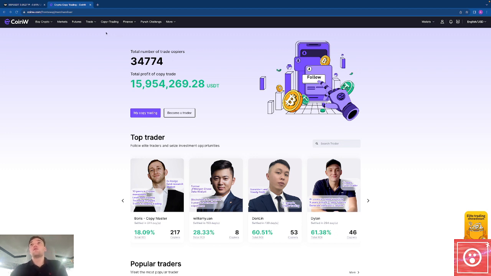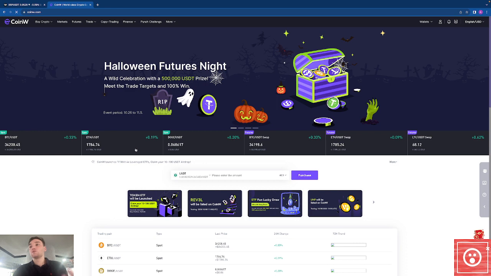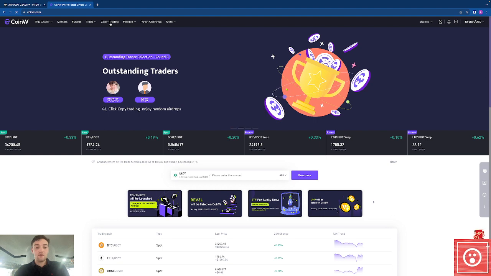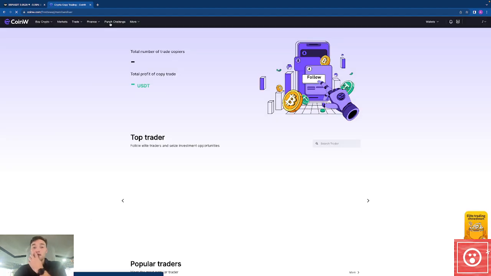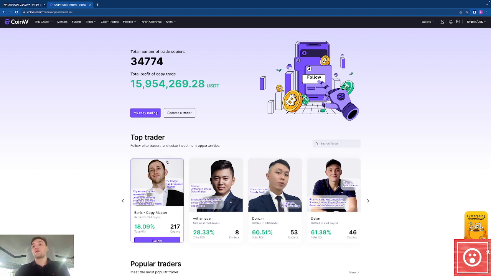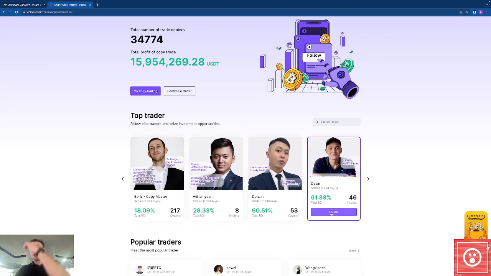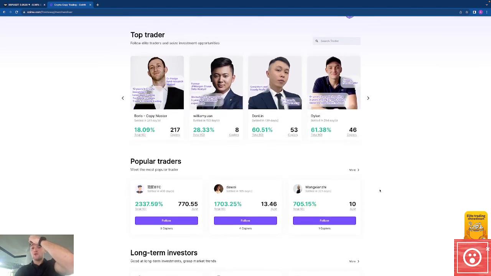So let's get started on how to set up copy trading. If you search CoinW on the web browser and click it, this is what comes up. What you want to click on is copy trading, over here at the top left. You click on copy trading there, and this is what the page looks like. There are a couple of people at the front here: Boris, William, John Lynn, and Dylan, which is myself.